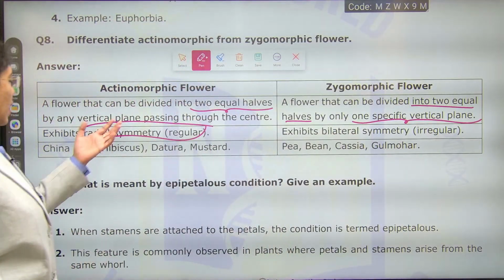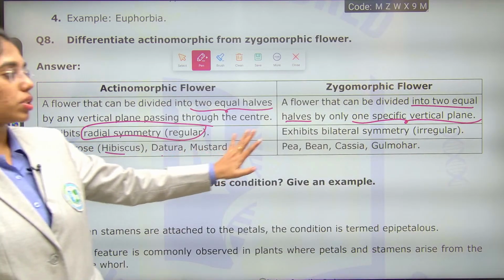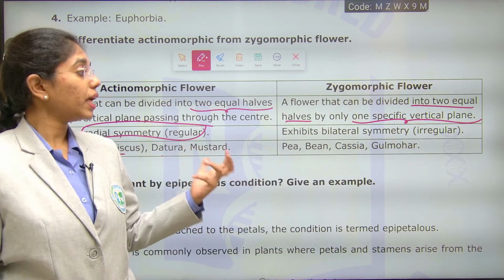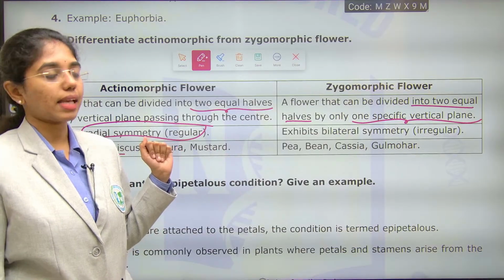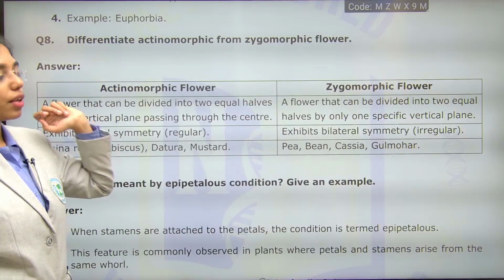Next, examples. Actinomorphic flowers include China rose, which is hibiscus, Datura and mustard. Zygomorphic flowers include pea, beans and gulmohar. These are the examples for zygomorphic flower, which shows bilateral symmetry.